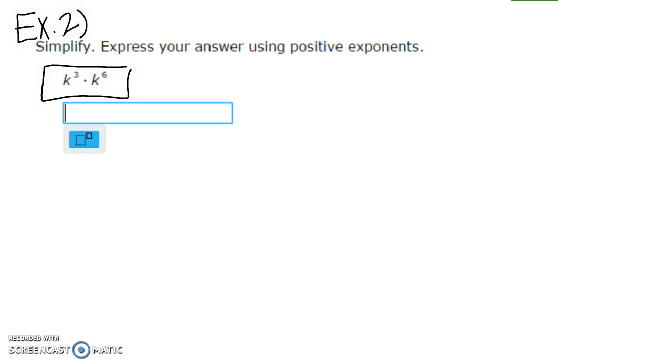All right, does this have the same base? Yes, k and k, it's the same base. So I just add the exponents. 3 plus 6, I get k to the 9th power. And I pulled this problem straight from the IXLs that you're going to be doing in a second. What you're going to do is you're going to type the k, then you're going to click on this button right here, and that's going to give you the exponent, and then you type in the 9 and press enter.